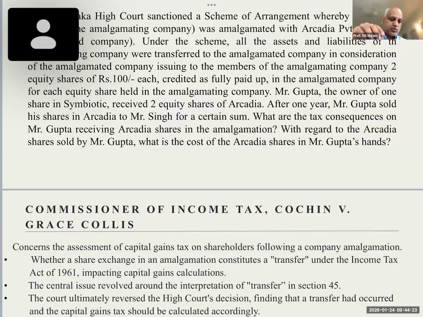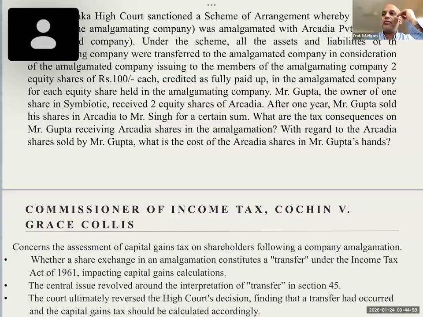I'm just going to ask you to look at section 49, clause 2, where it says, where the capital asset being a share or shares in an amalgamated company, which is an Indian company, becomes the property of the assessee in consideration of a transfer referred to in clause 7 of section 47, the cost of acquisition of the asset shall be deemed to be the cost of acquisition to him of the share or shares in the amalgamating company, right?